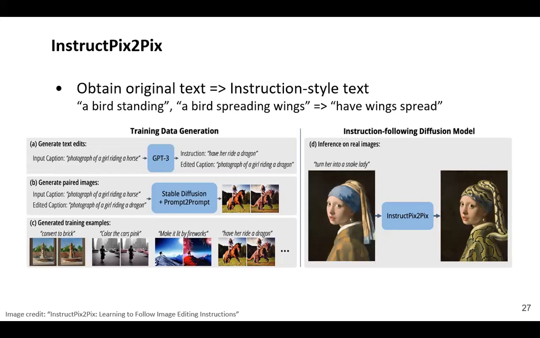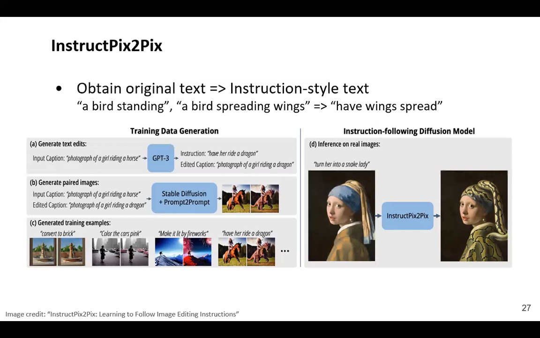However, the problem is that previously the data did not exist. So in this paper, the authors show that, starting from one sentence, they can use the large language model to generate an edited caption. Basically, starting from "bird standing" into "bird spreading wings," as well as its corresponding instruction, basically "having wings spread." And then, using these two sentences, one is fed to stable diffusion to convert "bird standing" into an image.